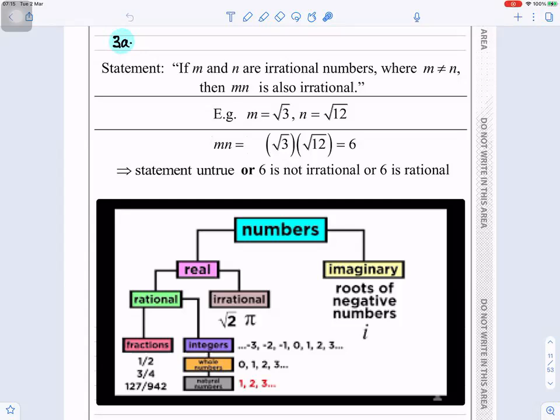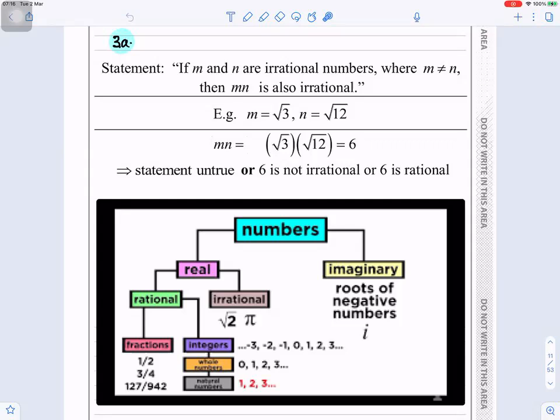So if m and n are irrational, you've got to know what irrational numbers are. So for example, we use square root of 3 as one irrational number and square root of 12 as another irrational number. Now, when you multiply them, m times n, square root of 3 times square root of 12, what does that give you? Put it in your calculator, you get 6. Or you can just do 12 times 3 and then square root, which is square root of 36, which is 6. You can say the statement is untrue because 6 is not irrational. 6 is rational. So you've given one example of where it is not correct. You use one irrational number and another irrational, multiply them to get a rational number.